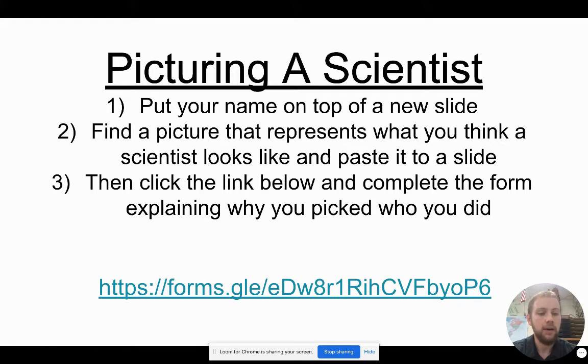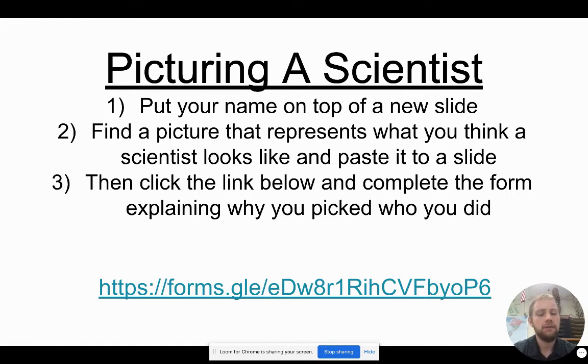Then during our next class period, we're going to go through it. We're going to see who picked what type of scientist or what type of person to represent a scientist. But remember, with great power comes great responsibility, as Spider-Man said. So don't be messing with your other classmates' slides. Be sure to be respectful of your classmates' choices.